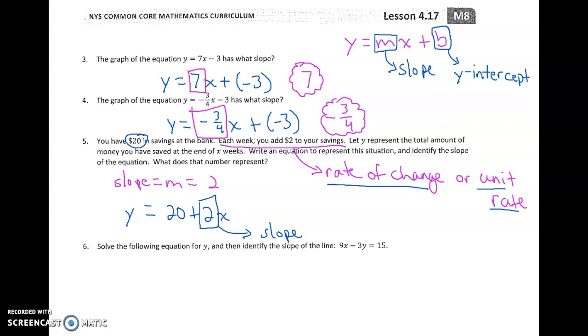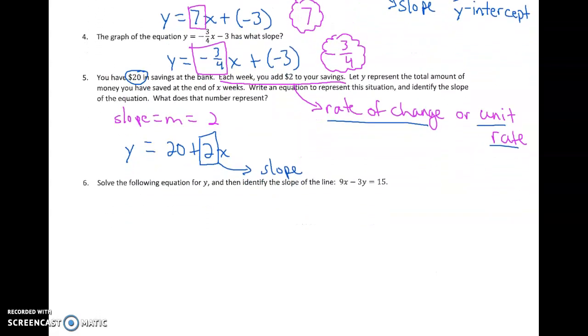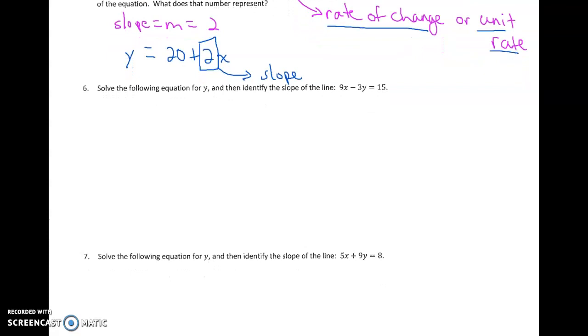Now notice, this is a little bit different, right? We have the b plus mx. That's okay. It's always the coefficient of x. That's the slope. All right. So what happens if it's not written in slope-intercept form? And I'm going to be honest, guys. If it is not written in slope-intercept form, the slope of this is not 9.